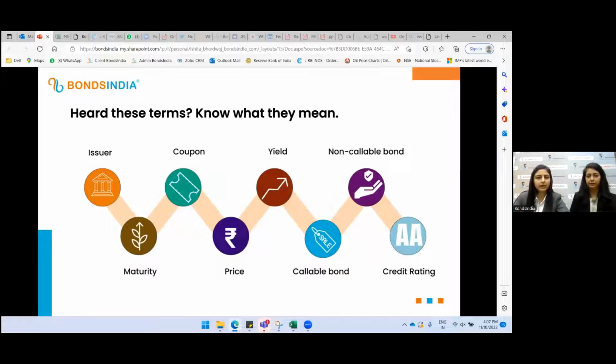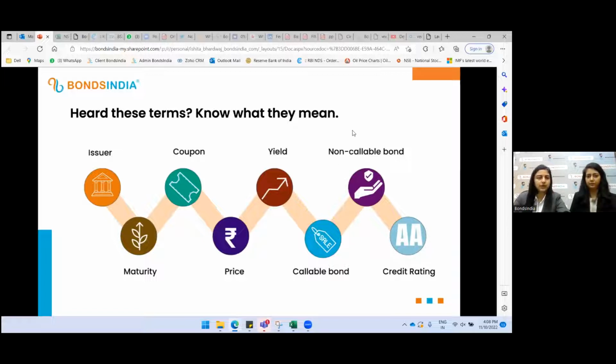Maturity is when every bond gets redeemed at maturity. The bonds can be of short-term maturity, medium-term or long-term. They all have different maturities. A callable bond is where an issuer has an option to repay the bond before the scheduled maturity. The issuer can call for the bond before the maturity date. Coupon rate is basically the interest rate which is payable on the bond.